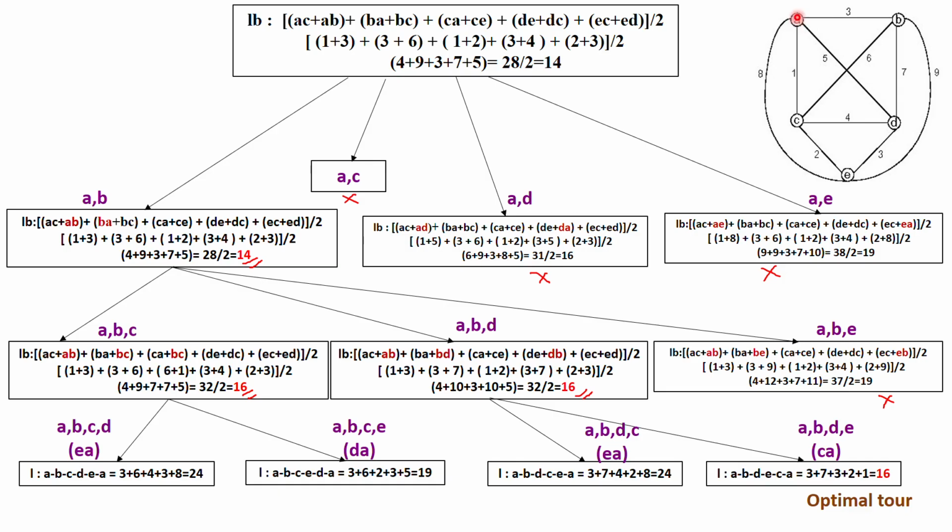What is that path? First you have to visit A; sorry, from A only you have to start. First you have to visit B. After visiting B, the next city is D. Next E. Next C. And C to A. This is the shortest tour to visit all the cities. This is what you call the solution for the traveling salesperson problem using the branch and bound design strategy.